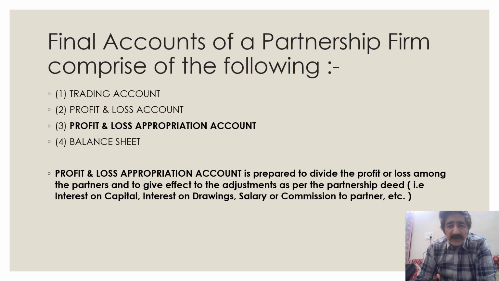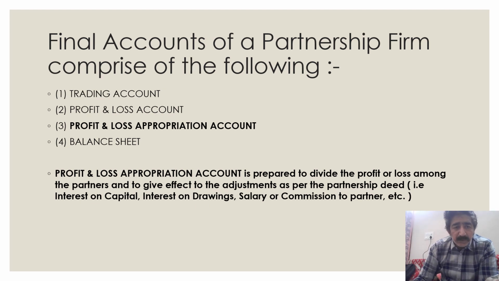But here in a partnership firm, you make the trading account, you make the P&L account, profit and loss account, but after the profit and loss account, you don't straight away make the balance sheet. Before the balance sheet and after the profit and loss account, as you can see in the third point in bold, you have to prepare the profit and loss appropriation account, children. The word appropriation means division or distribution.